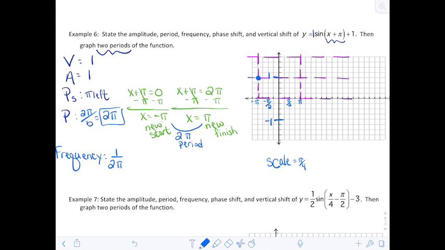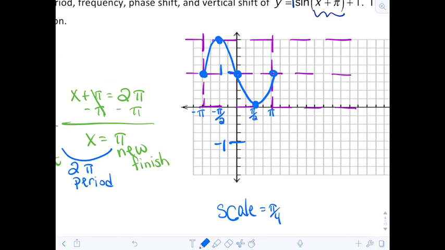So with sine, it starts at the midline, ends at the midline. In the middle, it's on the midline. Halfway in the beginning, it's at the top. Halfway on the other end, it's at the bottom. And here is 1 cycle of the sine wave. Okay, now we need to keep counting.